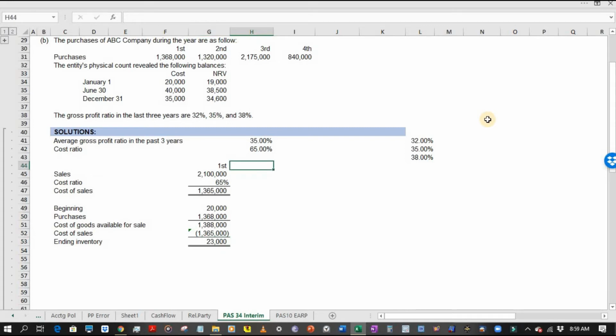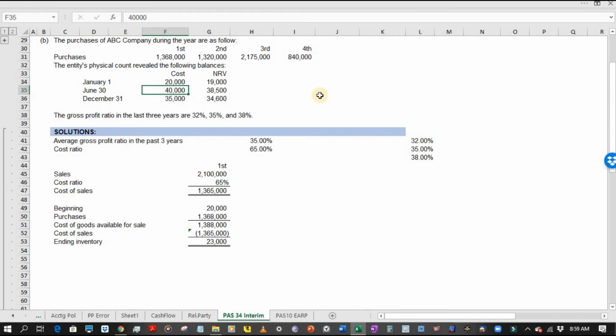So now let us proceed to the second quarter. For the second quarter, which ends on June 30, we are not going to use the cost ratio of 65%. And why is that? Because there is a given physical inventory which is 40,000 pesos. So this is the actual cost of the inventory as of June 30 of the current year. So for this quarter, we are not going to use any inventory estimation method.